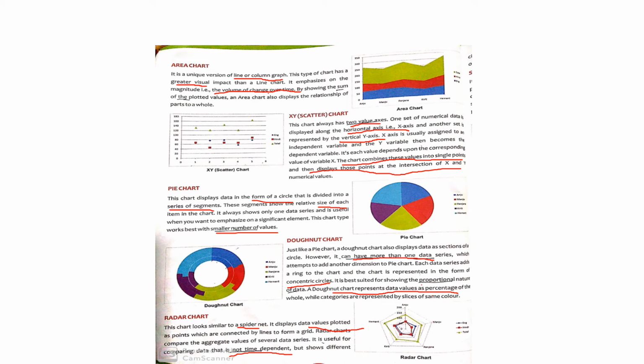Radar chart, it is similar to a spider net. It displays data values plotted as points which are connected by lines to form a grid, and this radar chart is in the form of a spider net, and it is not dependent on time. So we can select the radar chart for the same comparison of the data values also.